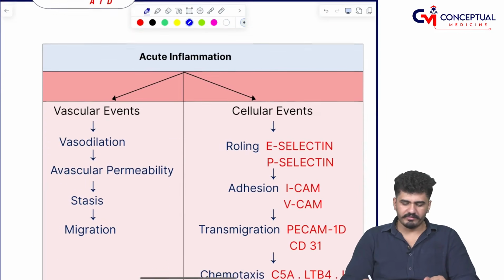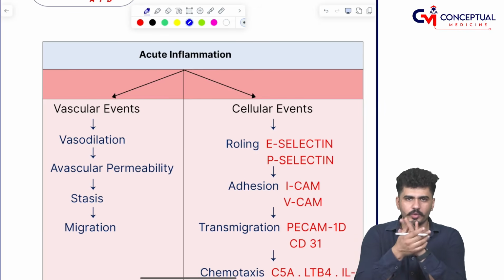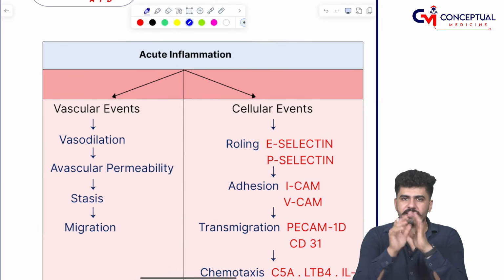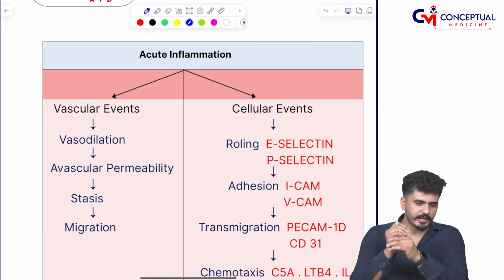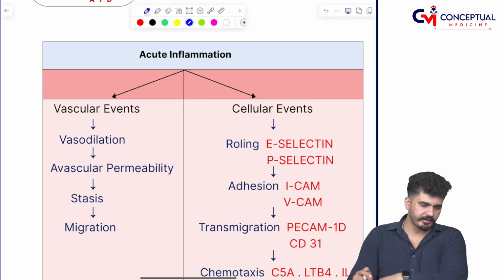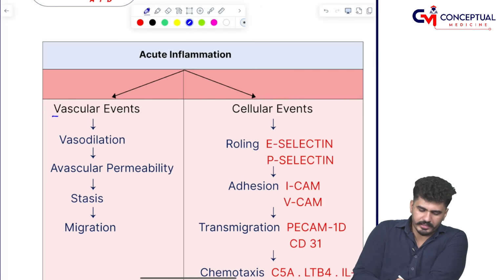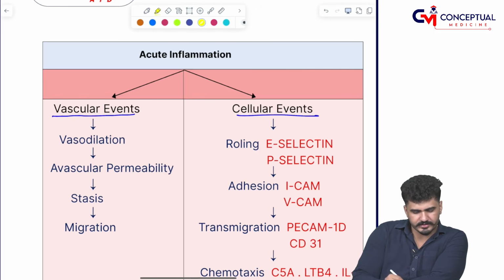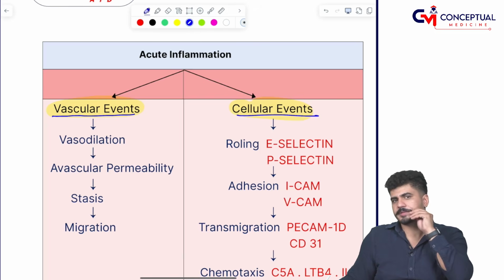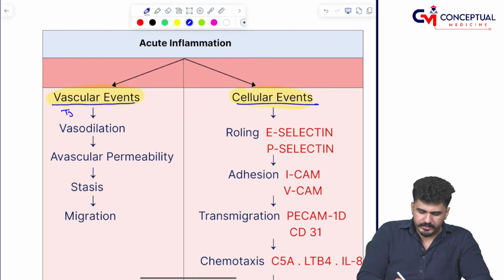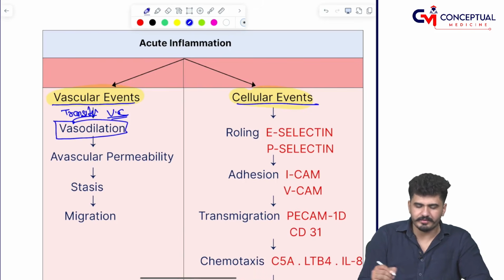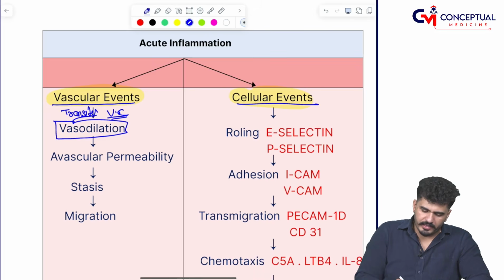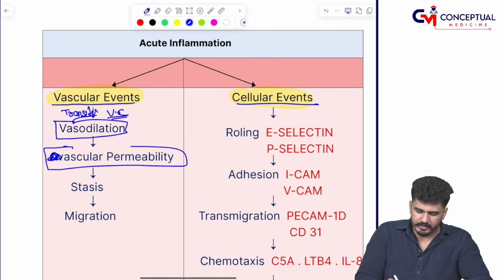Now coming to the acute inflammation events, I'm going to explain the events of acute inflammation, and these are equally important for the exam. So my dear ladies and gentlemen, please focus on the screen right now, sir. You will see the vascular event and cellular event. We have divided this into vascular and cellular. First, what happens in the vessels. When there is inflammation, transient vasoconstriction will happen. After that vasodilation will happen. With vasodilation, vascular permeability will increase, then stasis and then migration of cells will happen.